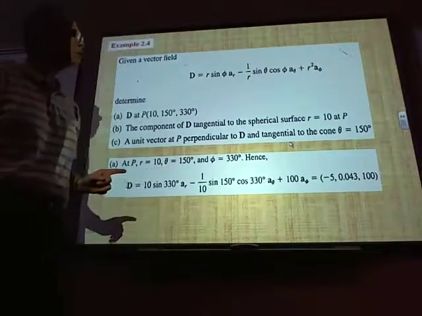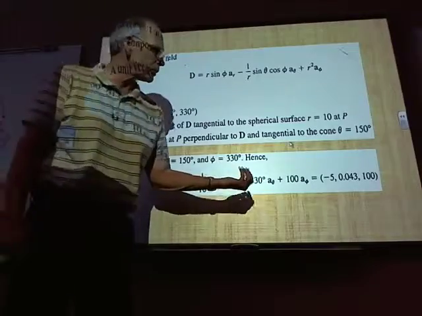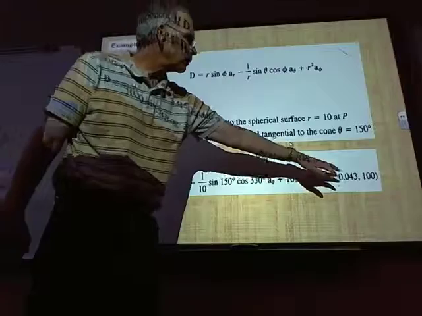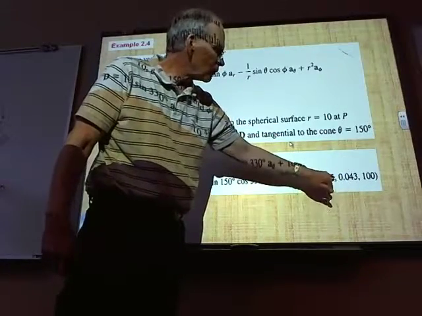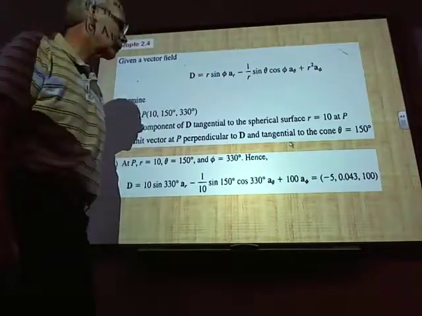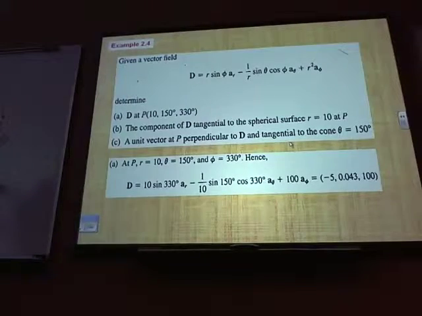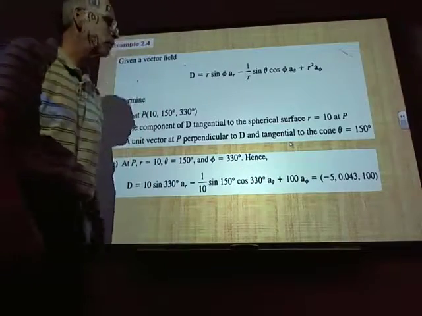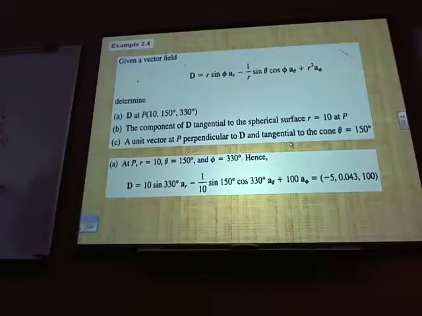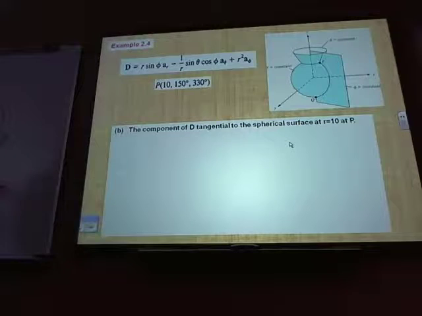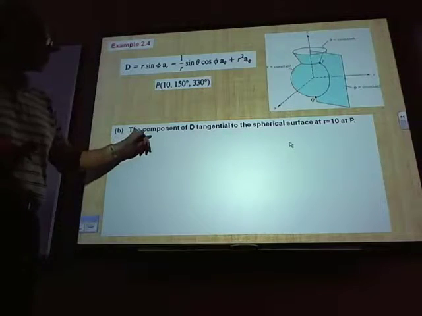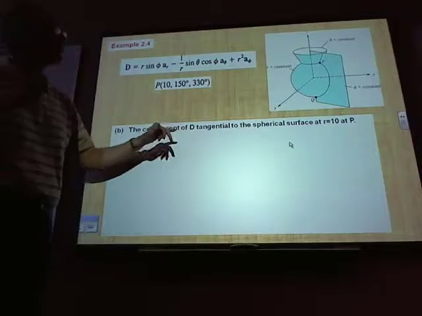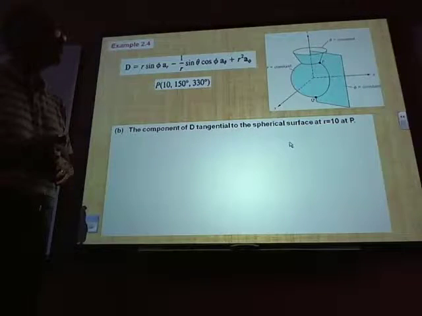Now, make sure, gang, when you're doing these calculations, you realize that this right here is not an angle anymore. It's the actual value in the A sub phi direction. Now, these are all angles here. You can have angles on them, but those are actual values in that particular direction. All right, now the component, this is a bit harder. The component of D tangential to the spherical surface at r equal to 10 at P.